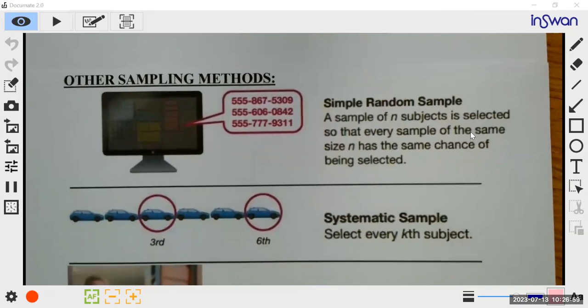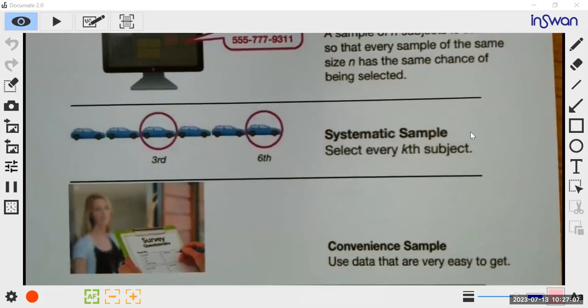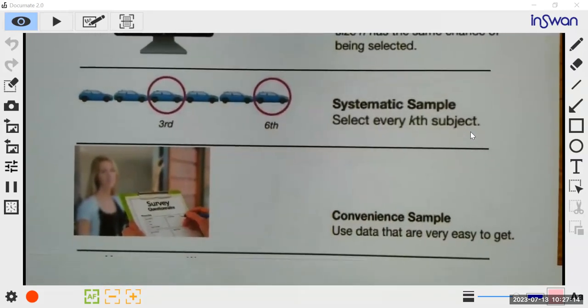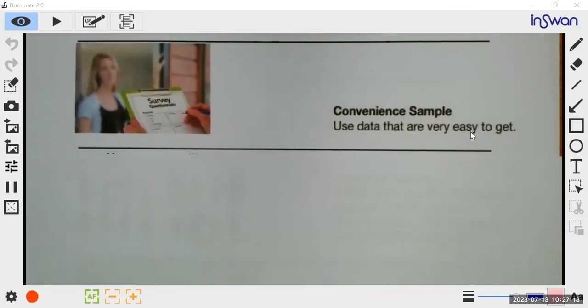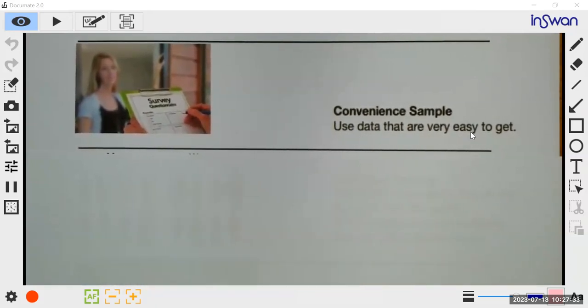Okay, the next one, convenience. Get your data the easiest way possible. Here, for those of you in the cheap seats, you can see it now. And again, they did this with a picture of a survey because that's the easiest way to get data. Go to the mall or go to a big store and ask people. Can you think of a big chain store that does this convenience sampling? Where? No, not Costco. You're close.